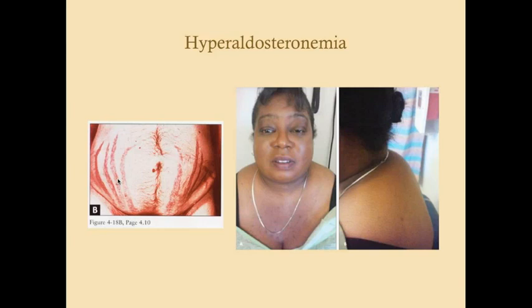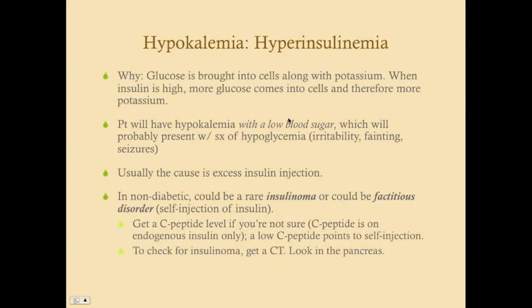And also, striae is something that the USMLE likes to bring up as a little buzzword. So hyperinsulinemia, the reason that this causes hypokalemia is because glucose is brought into the cells with potassium. So when your insulin is high, glucose is going to be brought into the cells at a higher rate, and it's also going to bring potassium along with it. So potassium is brought out of the blood and into the cells. And so these patients will have hypokalemia, but they'll also have a low blood sugar, and that's what's going to tip you off towards hyperinsulinemia.